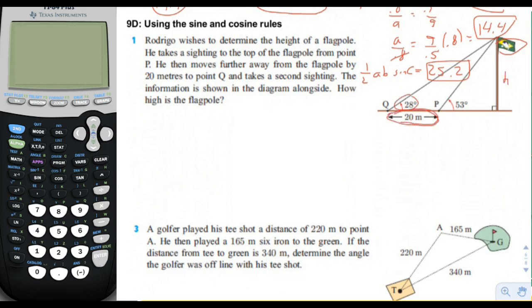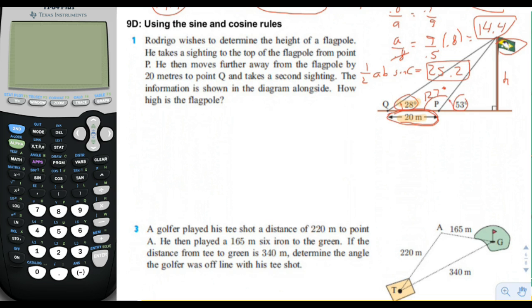Okay, so let's see. What do we know? We know this is 28 degrees. We know this is 20. Do we know any other angles? Doesn't look like it, but wait a second, look at that. They tell us that this angle is 53, so we do know this angle, right? Because that's a supplementary angle, or two angles that add up to 180 degrees. 180 minus 53 is 127.